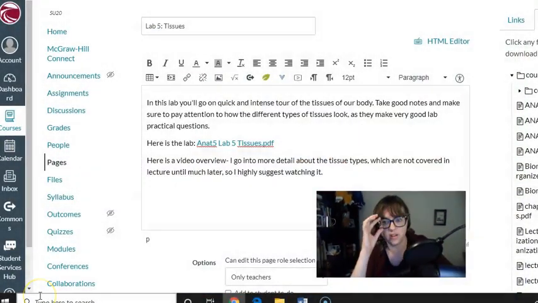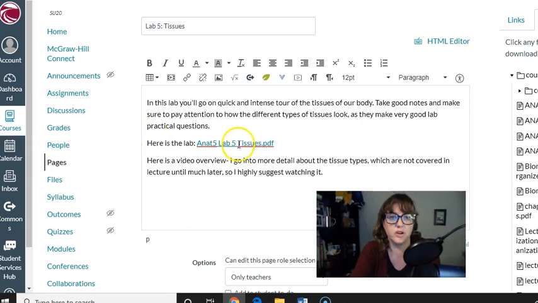This is lab 5. We're going to talk about tissues real quick. This lab is a bit different than normal. Let's take a look. Okay, so you're going to go on a quick and intense tour of the tissues of our body. Now we have over 200 different cell types in our body, and as they start to organize and work together, they become tissues, okay? And let's look at how you're going to investigate them.